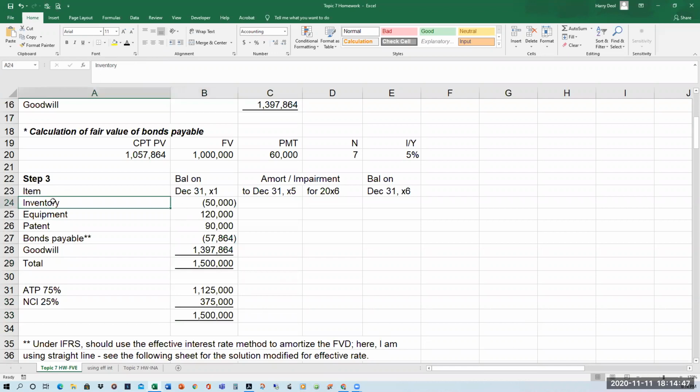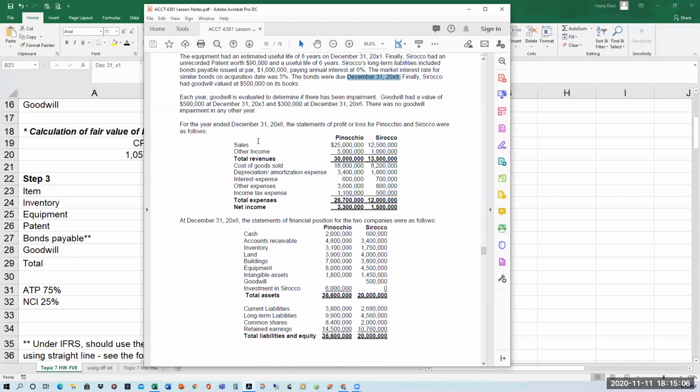Now, inventory is a current asset. So being a current asset, any fair value difference on the inventory is assumed to be amortized within a year from the date of acquisition. So 1 year from the date of acquisition would be the end of 2002. The problem requires consolidated statements for the year ended December 31st, 2006. So that's considerably later than the date of acquisition.